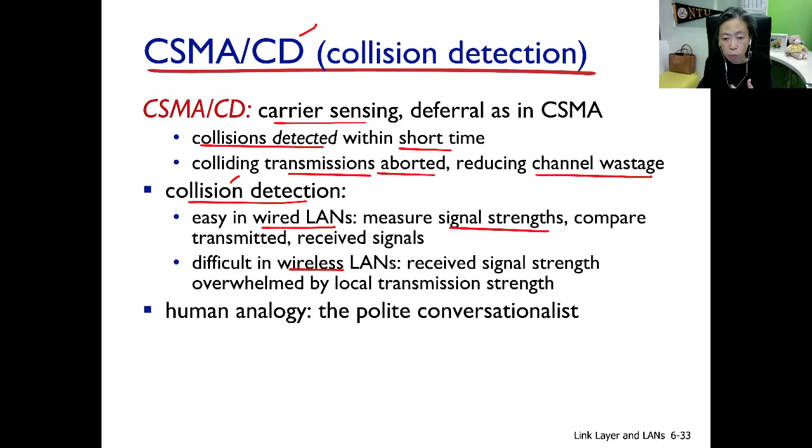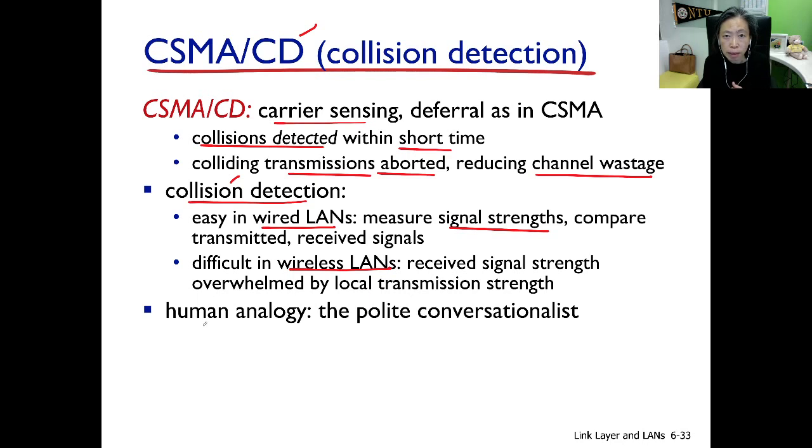But on a wireless LAN, very often the local transmission will overwhelm the received signal strength. So it would appear that there's no collision at all, because signals travel through the airspace, and it decays really fast, much faster than the signal traveling on copper wire or optic fiber.